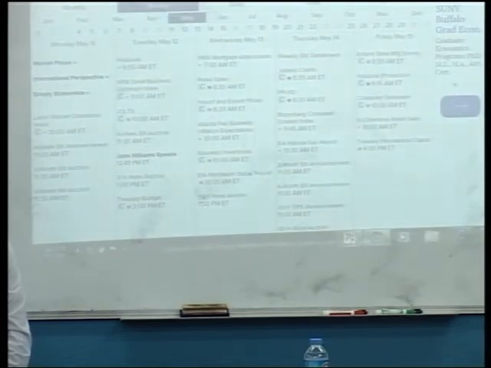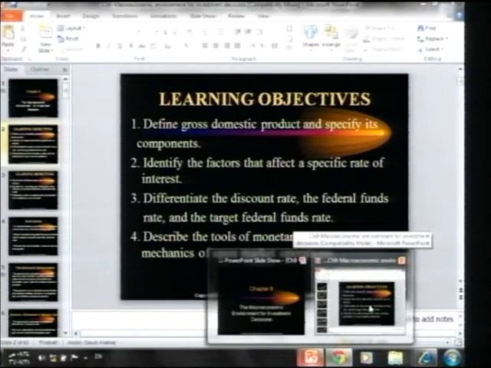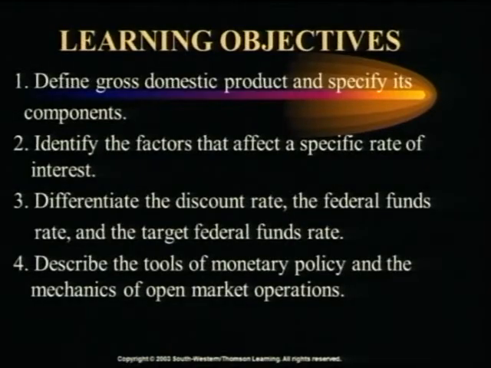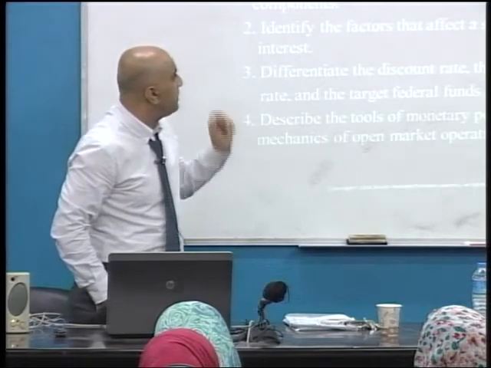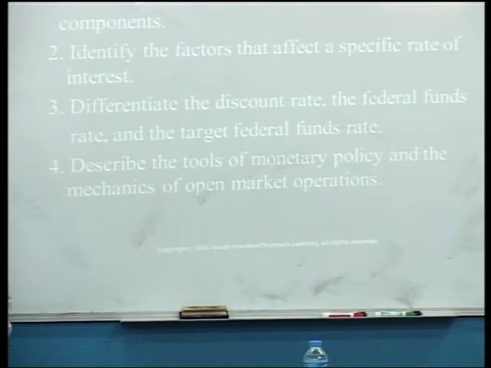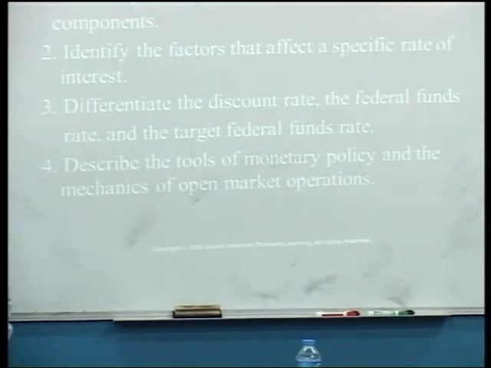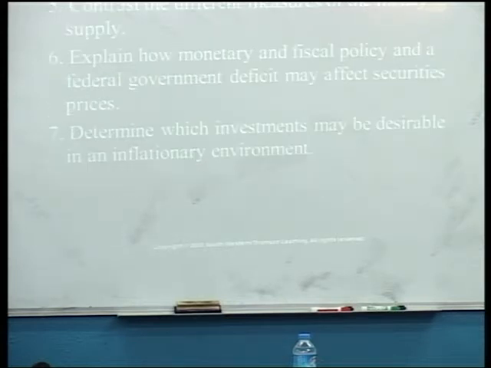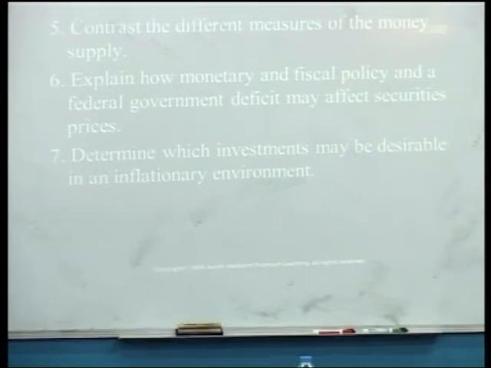So let's go back to our learning objectives of this chapter. First of all, we should know about the major economic indicators. One of these main economic indicators is GDP and GNP, the gross domestic product and gross national product. And we will focus on the factors that may influence the interest rate, also the factors that influence the discount rate, the Federal Reserve rates, and the other federal rates. We will also talk about the tools of monetary policy and fiscal policy, and different measures of money supply.